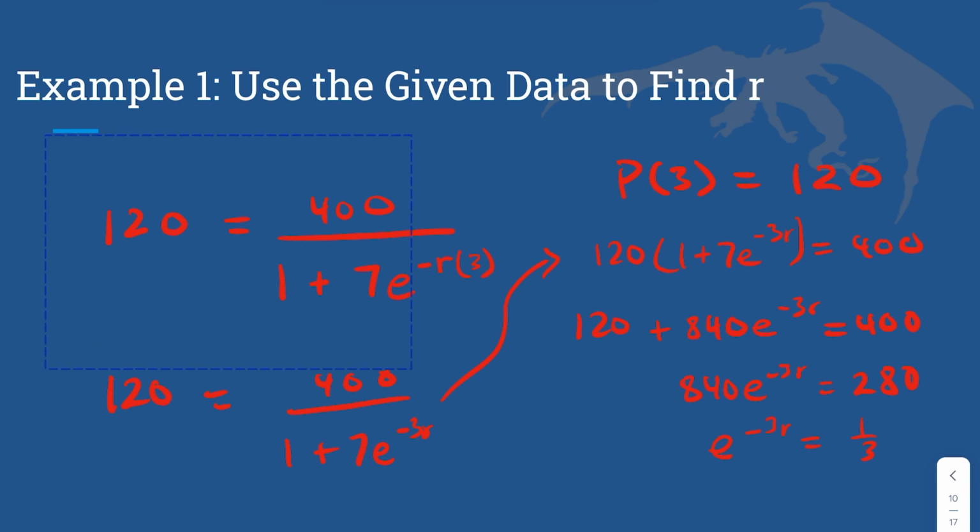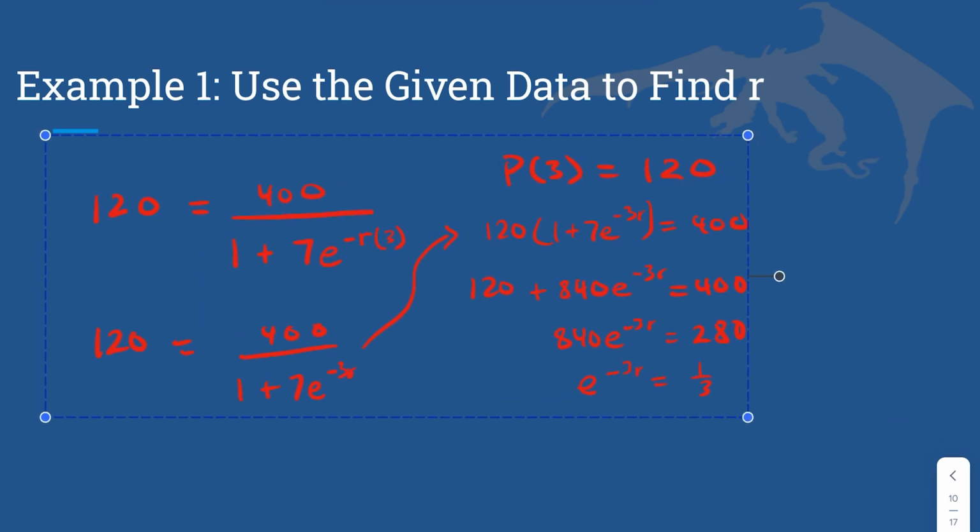Let's move this up just a little bit, or make it smaller. From that, we get negative 3r is equal to ln of 1/3, and r is equal to ln of 1/3 over negative 3. Our r value is approximately 0.366. Of course, we would find that value using a calculator.